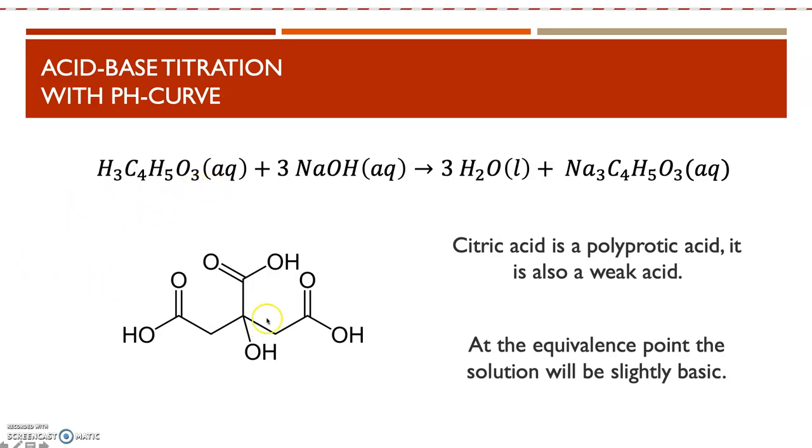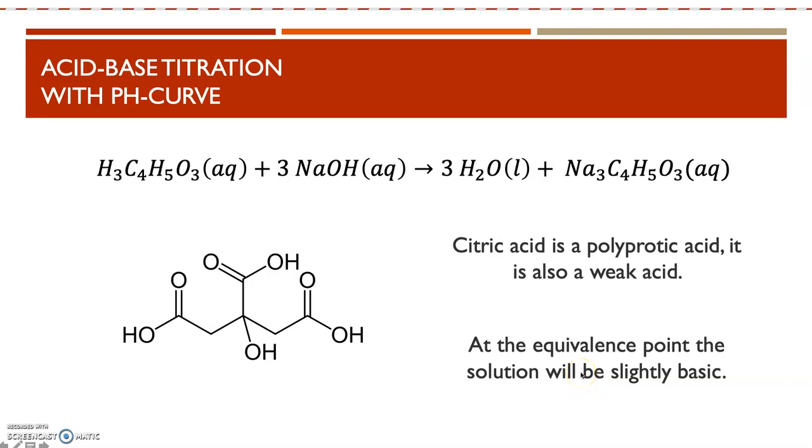Here's the molecule for citric acid. 2 things about this. It's a polyprotic acid, so we see that there's 3 acidic protons for every 1 molecule, which means our stoichiometry is 3 to 1. But it's also a weak acid, and so at the equivalence point, the solution will be slightly basic.